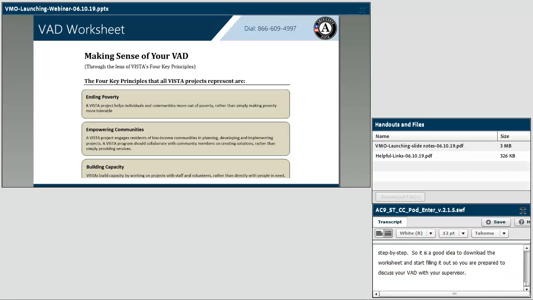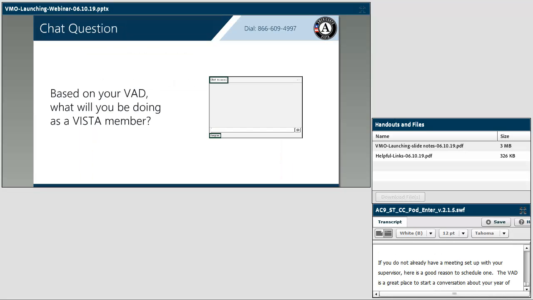If you don't already have a meeting set up with your supervisor, here's a good reason to schedule one. That is a great place to start a conversation about your year of service. And this is the week that you should be introduced to your VISTA supervisor, to other VISTAs, if there are any others in your project, as well as to the staff and volunteers of the organization who you may be working with throughout your year.